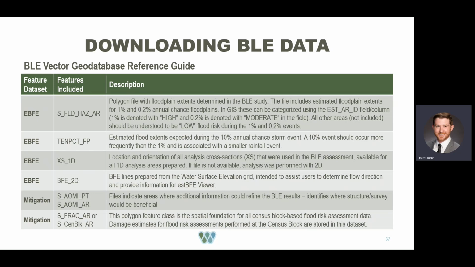The 10%_FP feature class contains polygons of estimated flood extents expected during the 10% annual chance storm event. A 10% event is associated with a smaller rainfall occurrence and is likely to occur more frequently than the 1%.